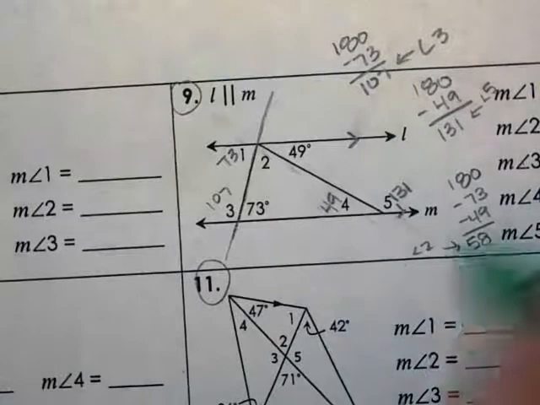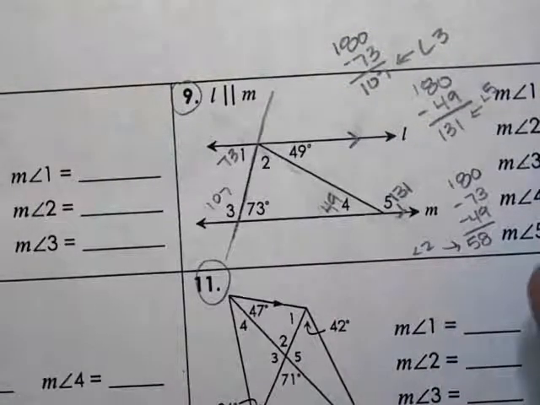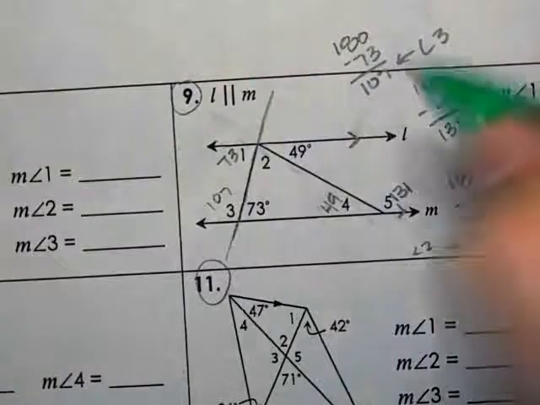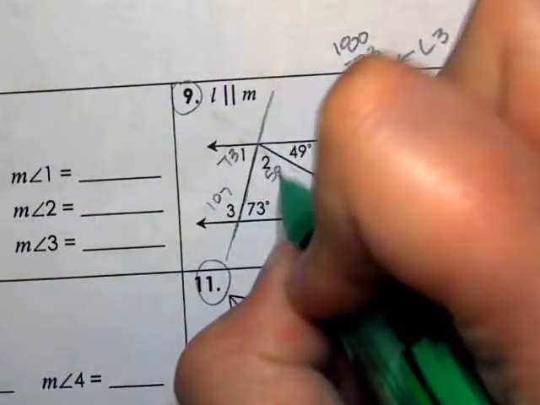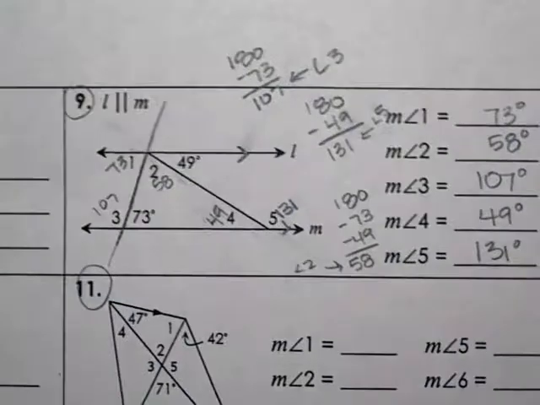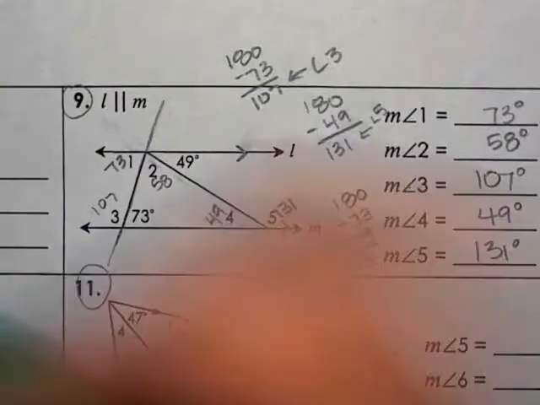All right, angle 1, 73. Angle 2, 58. Angle 3, 107. Angle 4, 49. Angle 5, 131. Okay. You can do number 8 if you want to, but if you don't, go ahead and put an X through it so I know that I shouldn't be looking at you to complete that one.